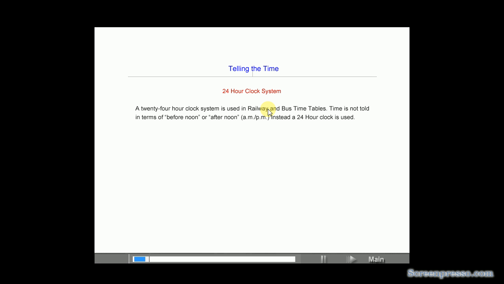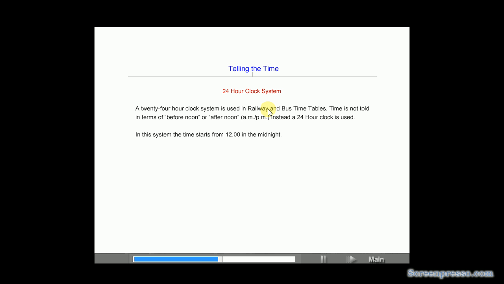Telling the time. 24-hour clock system. A 24-hour clock system is used in railway and bus timetables. Time is not told in terms of before noon or afternoon, that is AM and PM. Instead, a 24-hour clock is used.